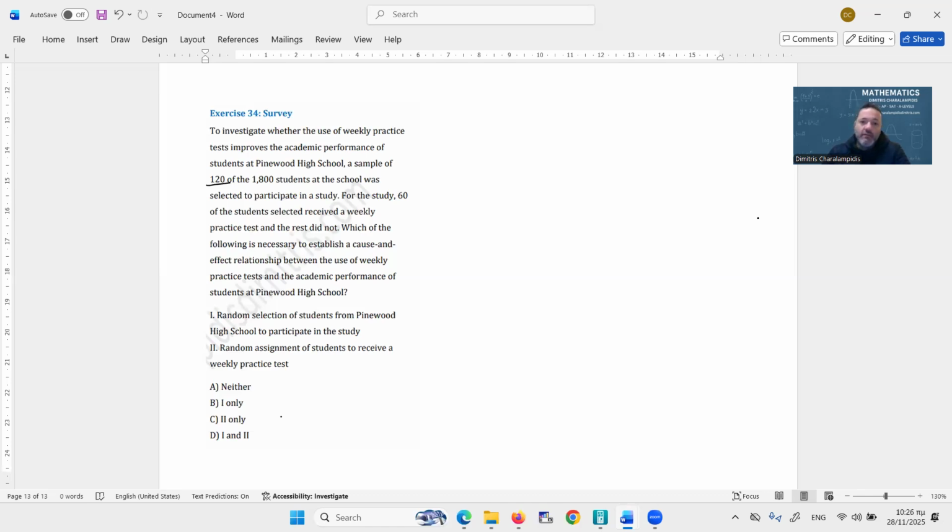So, half and half. 60 got the test and 60 did not take that test. Which of the following is necessary to establish a cause and effect relationship between the use of weekly practice tests and the academic performance of students? A random selection of students from Pinewood to participate in the study, a random assignment of students to receive a weekly practice test.